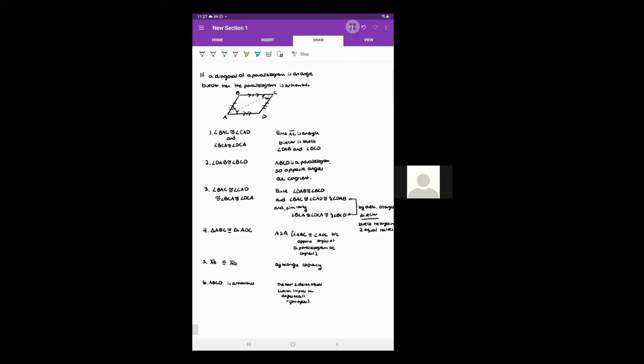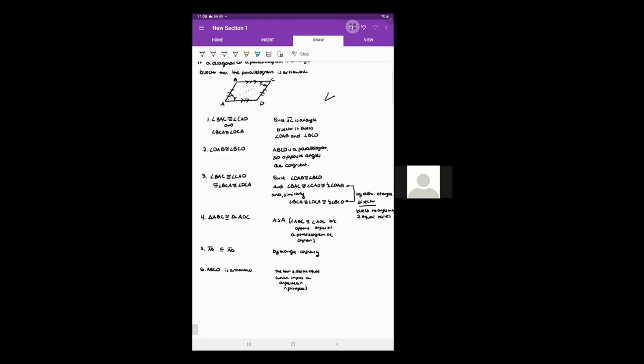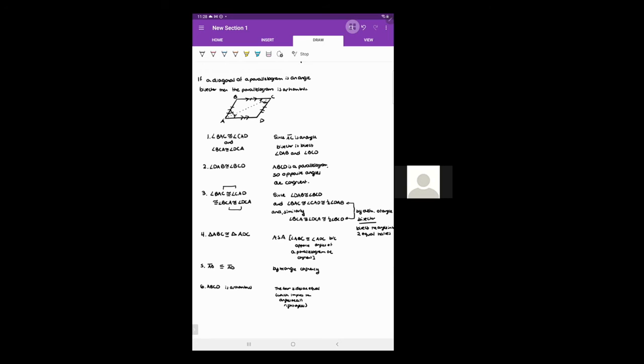Finally, we can conclude that all of those angles, angle BAC, angle CAD, angle BCA, and angle DCA, are equal, because these two angles are 1/2 of the angle that's the same as these two angles combined, which are 1/2 of each. So all of them are the same. They have equal measurements. Then we know that triangle ABC is congruent to triangle ADC by angle-side-angle.